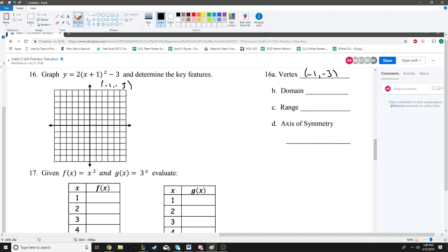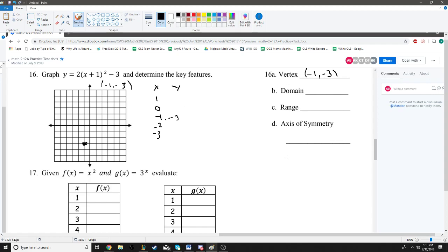Okay, so -1, -3. Let's go ahead and put a vertex down right here. Again, this is my x value, this is my y value. Pick two numbers on either side of -1 and just plug them into the function.